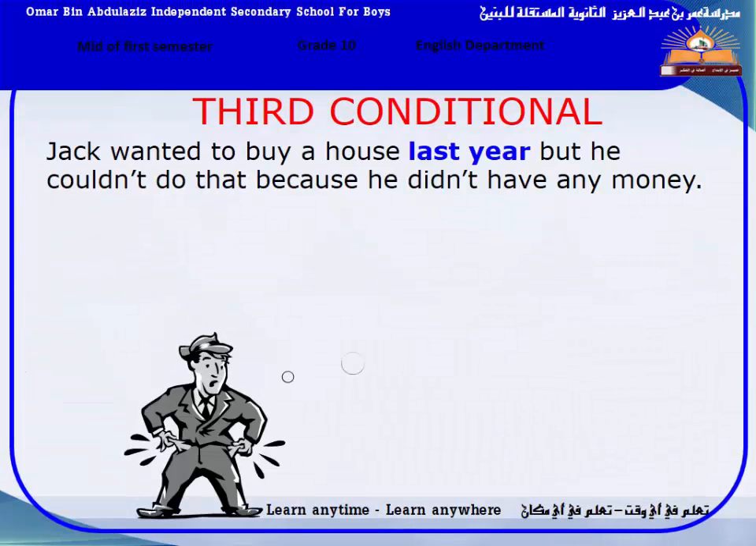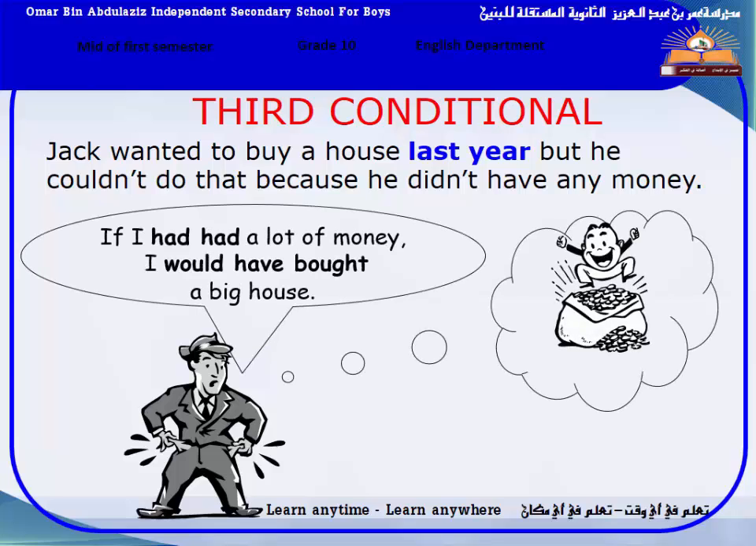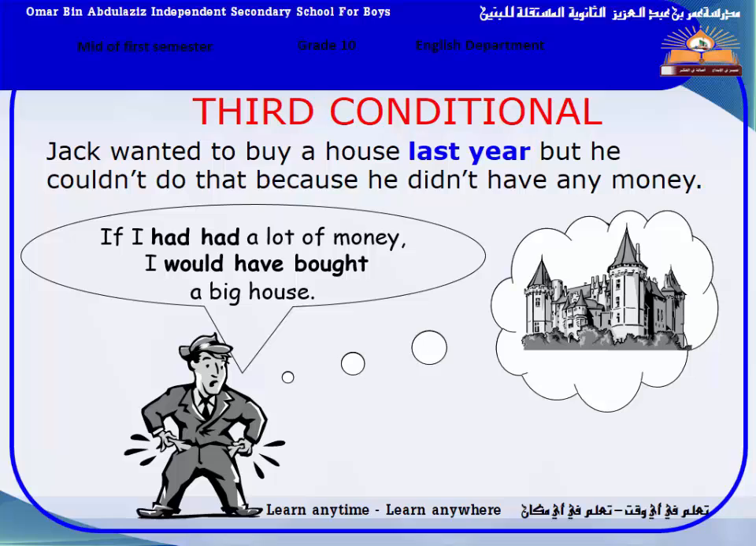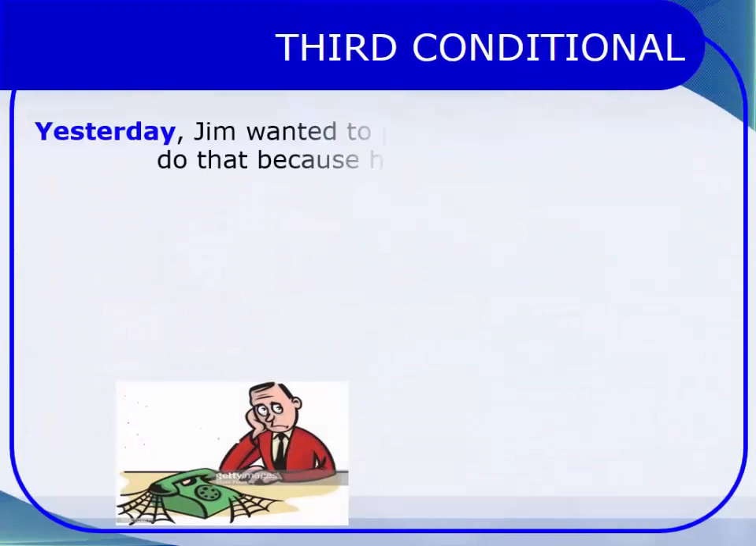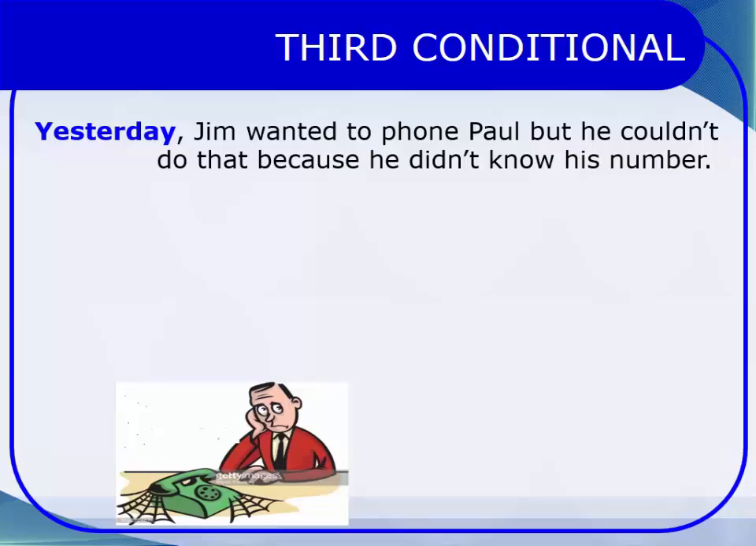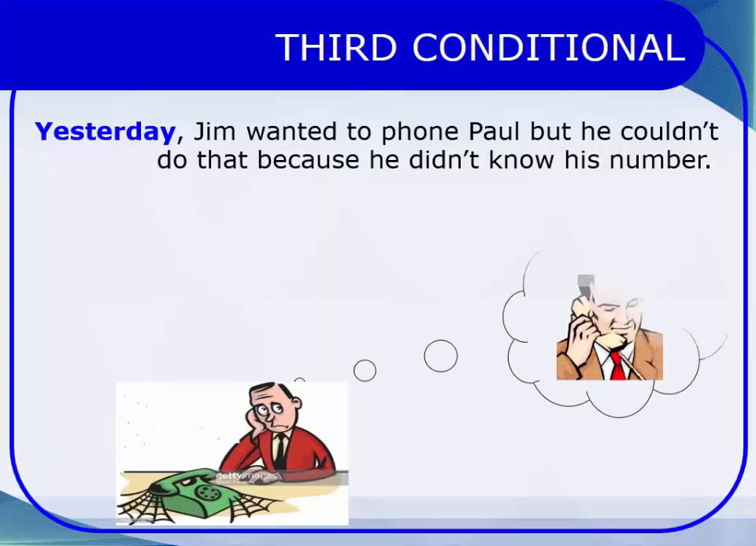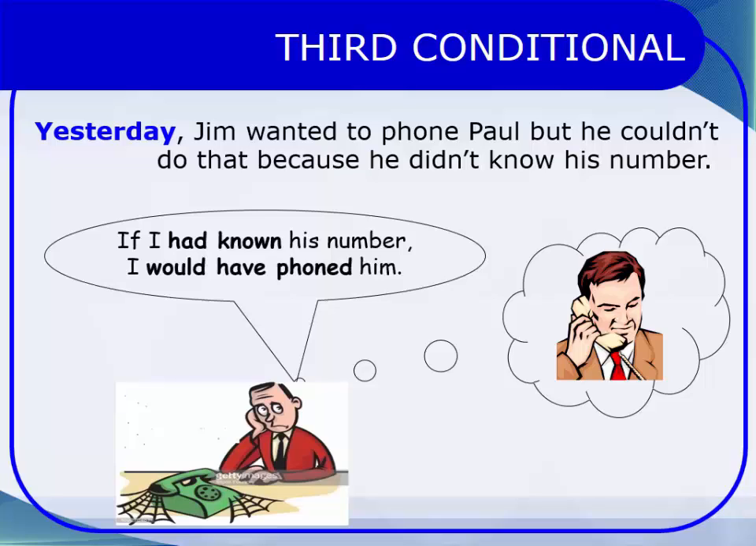The third conditional. Jack wanted to buy a house last year, but he couldn't do that because he didn't have any money. So Jack can say that if I had a lot of money, I would have bought a big house last year. Yesterday, Jim wanted to phone Paul, but he couldn't do that because he didn't know his number. So Jim can say that if I had known his number, I would have phoned him.